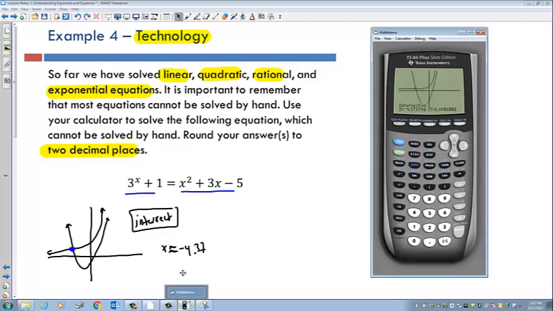Now you can check your work by trying to plug this point into here and seeing what you get versus plugging your point into here to see what you get. But remember, the answers will not be exactly the same because we rounded, so they may be a little bit off. But that's how we use technology to solve equations, basically.